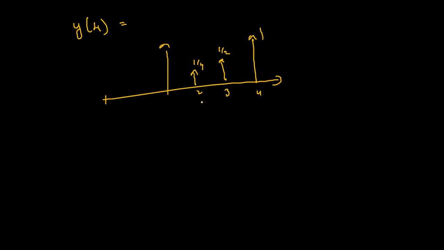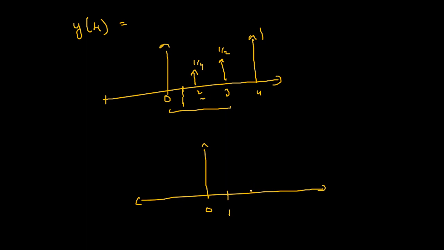The value of x of k at 2 was... now see, at 0 and 1, the resultant graph will have no values. The resultant graph will be defined only from 2 to 4, right? Sorry, not even 2 to 4, just 2 to 3, because x of k was defined from 0 to 3, and after that it did not have any signals. So at 0 we have no signal, at 1 we have no signal, at 2 we have 1 by 4 into the value of x of k at 2, which was 1.